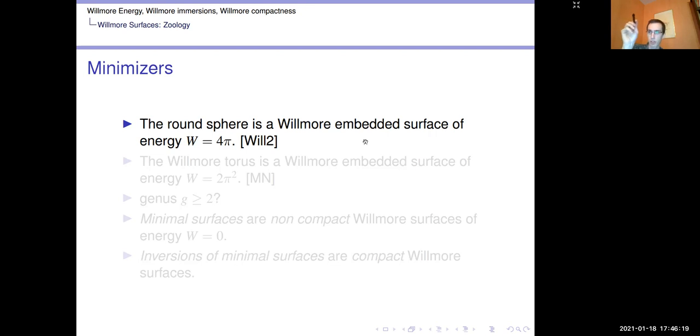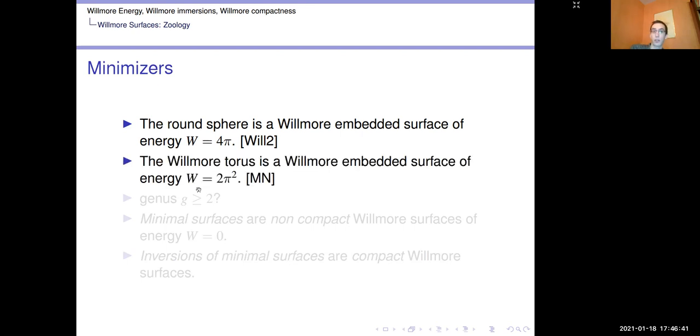So the first compact example is the first minimizer, which was found by Willmore, and it is the round sphere, the Euclidean sphere. It's a Willmore embedded surface, and its Willmore energy is 4 pi. But I can also look at local minimizers, or minimizers in the topological class, minimizers in the genus class. And for the tori, it's the Willmore torus, which is a Willmore embedded surface of energy 2 pi squared.